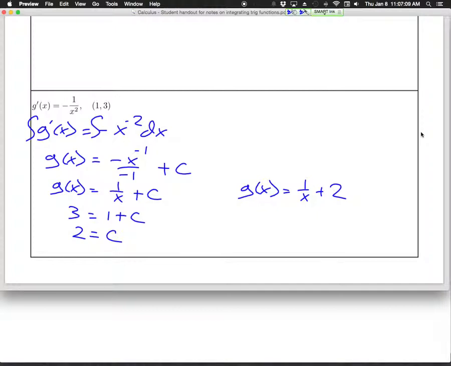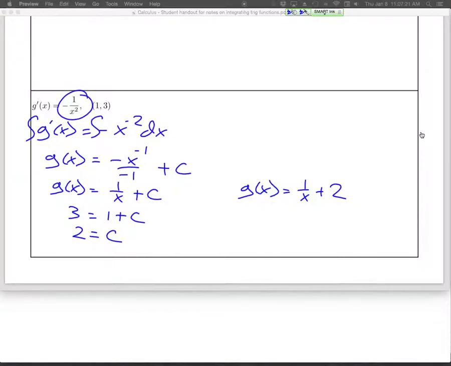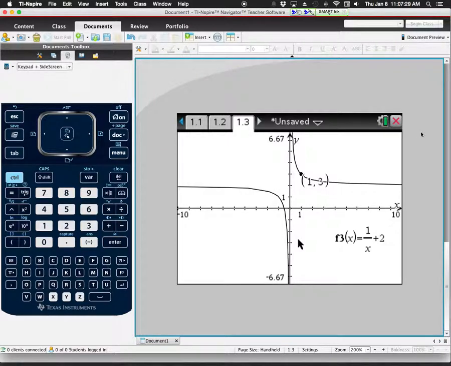It's the antiderivative of negative 1 over x squared, and it goes through the point (1, 3). And I'll show you that it goes through the point (1, 3). It's good to know. All right, so here's my function 1 over x plus 2. I plugged in my x value of 1, and it produced a y value of 3. So here's my function, and this shows you that it does go through the point (1, 3).